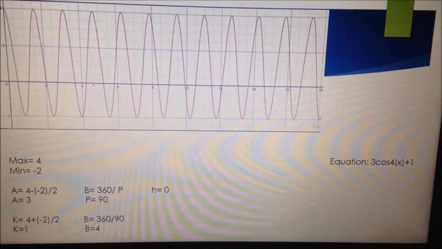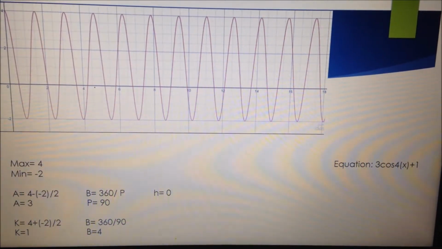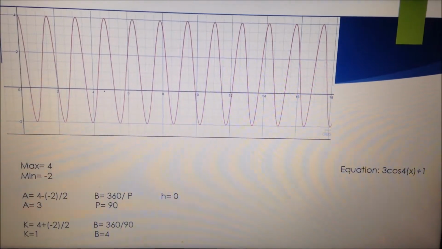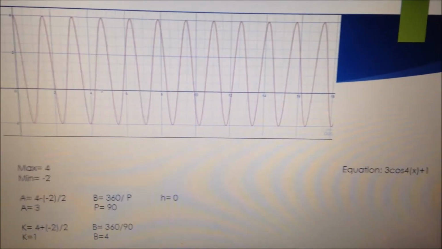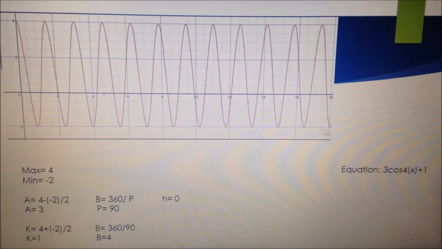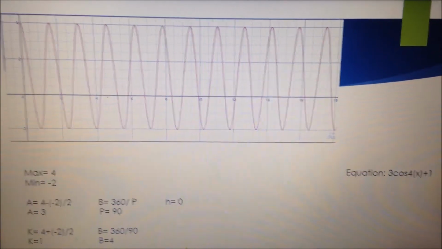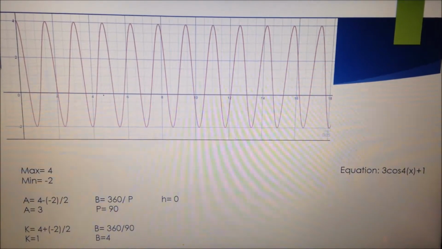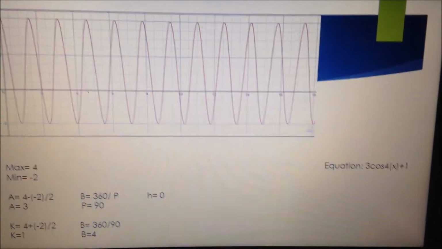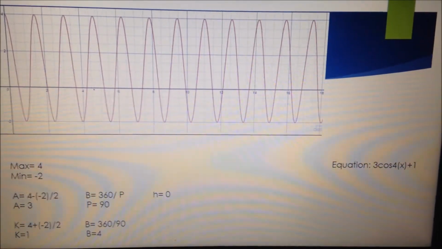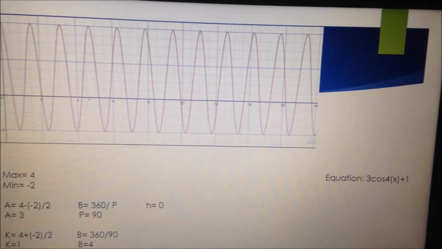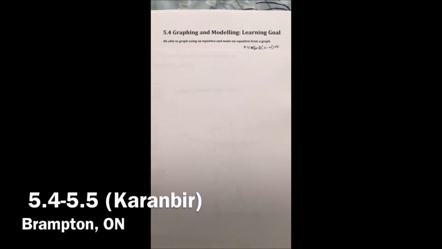We know that b value is 360 divided by the period, and if we look at our graph, we can tell that the period is 90 if we convert it into degrees. So our b value is going to be 360 divided by 90, which is 4. Now the h value can be found by taking the x value of the first maximum. So in this case, our h value is going to be 0. And then we combine them into our equation, always putting amplitude first, then our b value, then our phase shift, then our vertical translation. And so our equation becomes 3 cos 4x plus 1.